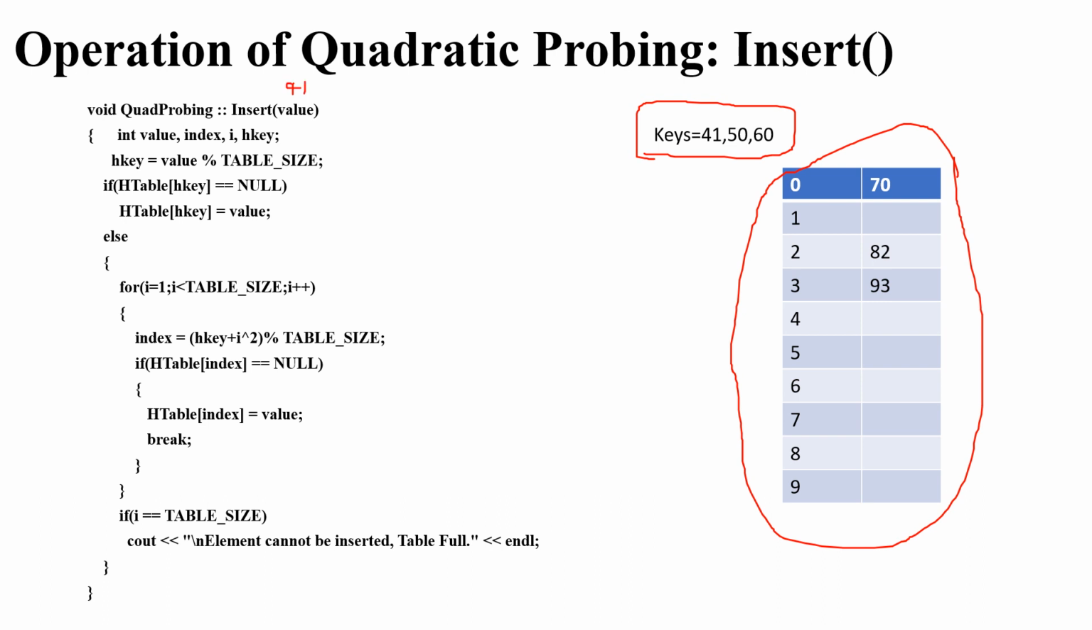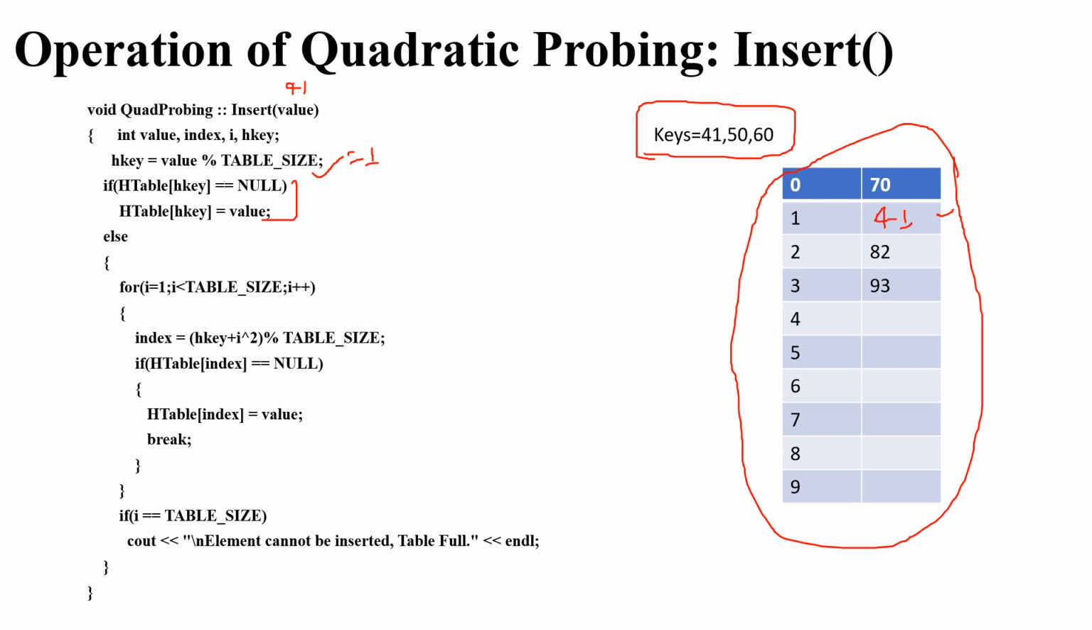Now what will I do? I will calculate the index of 41. Index means value modulus table size, and my table size is 10. So 41 modulus 10 gives h of k equal to 1, which means the index is 1. These two lines of code say that if hash table of first index equals null, meaning the first index is empty. Is the first index empty? Yes, it's empty. Then hash table of first index equals 41, so go and store 41 at the first index.